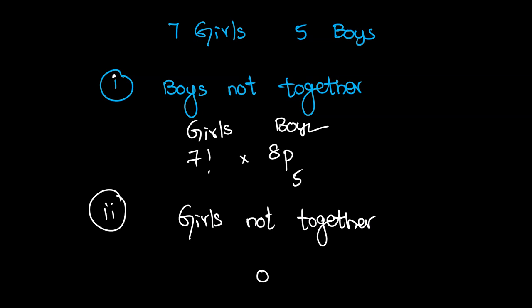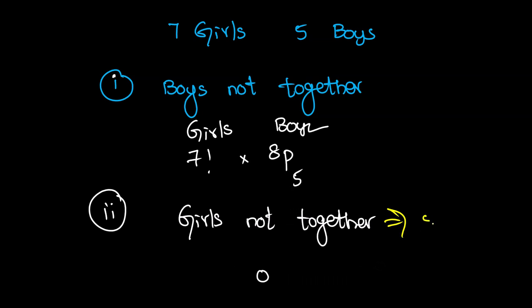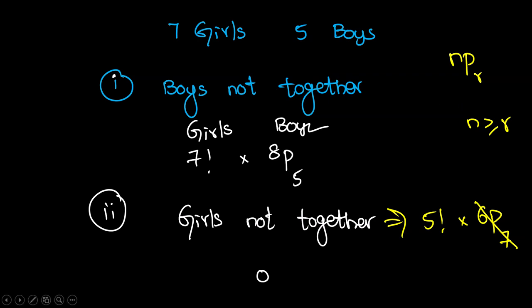0. Why, sir? First, if girls are not together, whom to arrange? Boys. 5 boys, how many ways? 5 factorial ways. Then how many slots will be there? 6 slots, 6 seats are there. I need to arrange 7 girls, which is not possible. There is no term called 6p7. There is nothing that exists like that. In nPr or nCr, n should be greater than or equal to r. When I have 6 seats, I need to ask 7 girls to sit in those 6 seats. Not possible. One chair for one girl, not possible.